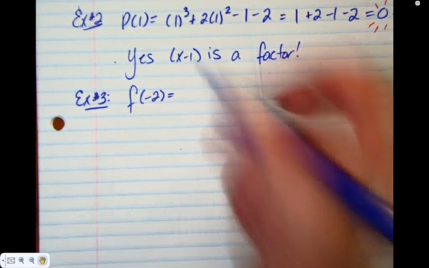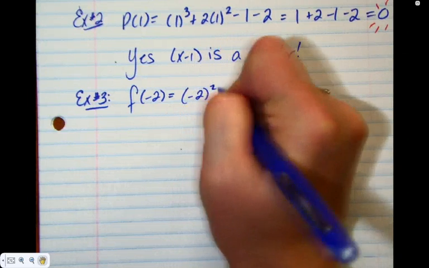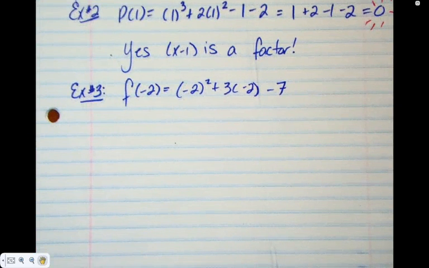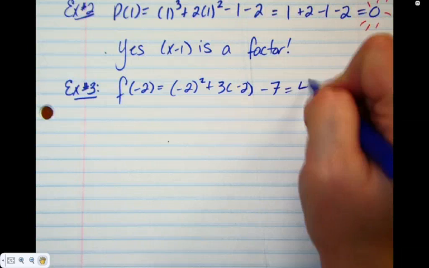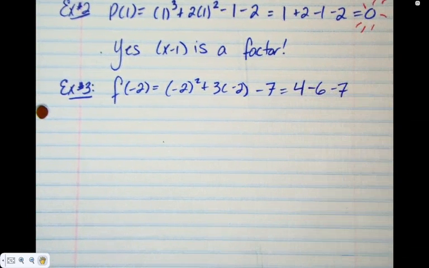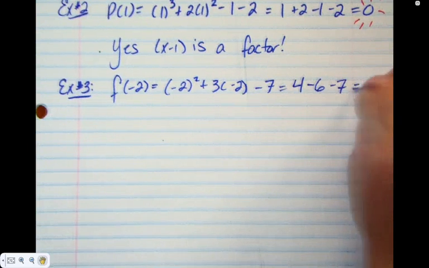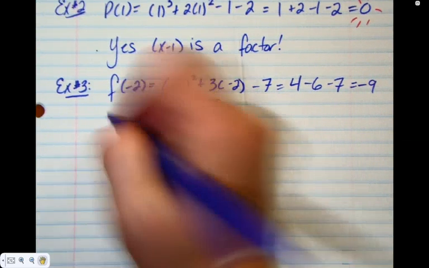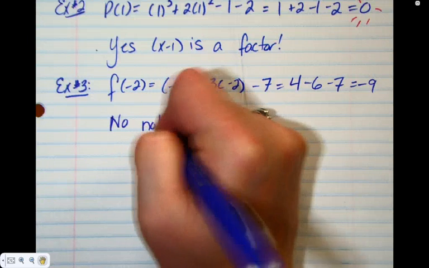So negative 2 squared plus 3 times negative 2 minus 7. Again, this would be an example of a non-calc question. We would expect you to be able to do simple exponents in your head. Negative 2 squared, 3 times negative 2. 4 minus 6 minus 7. What does that tell you? No, not a factor.